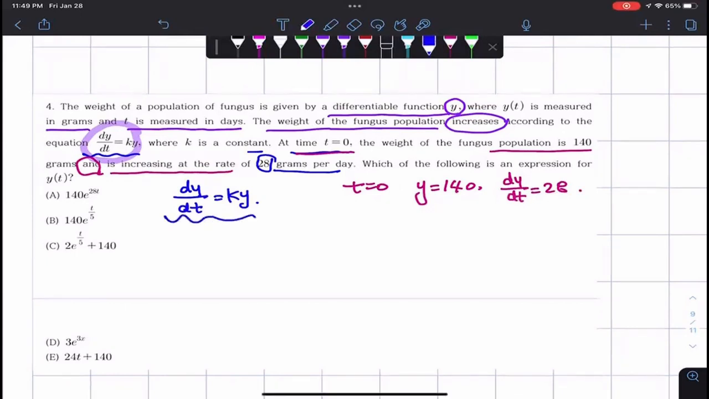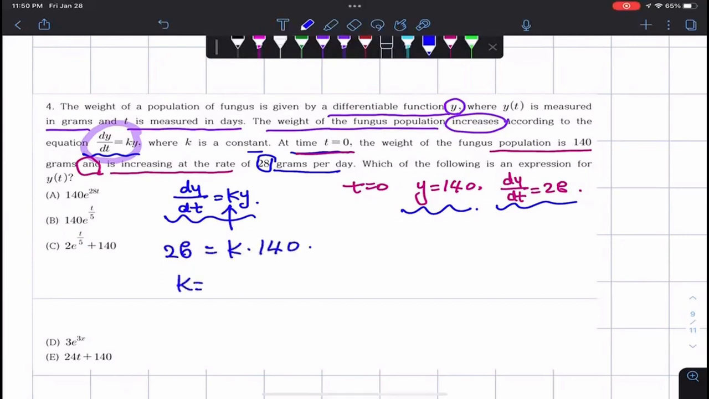This is my starting point, but before starting this process, plug in these two values to find k. So plug in 28 equals k times 140. So k equals 28 over 140, so 1 over 5. Plug in again, so dy over dt equals 1 over 5 y.